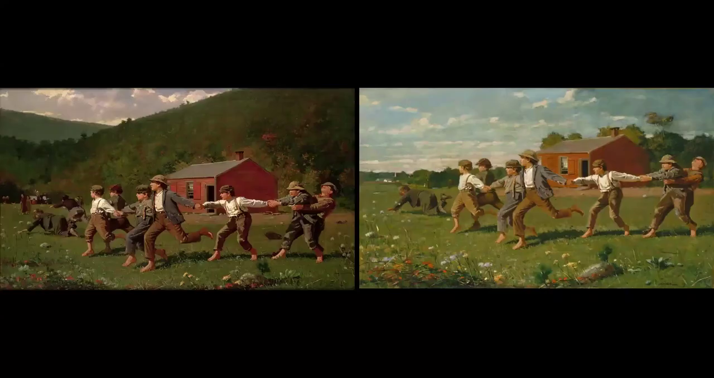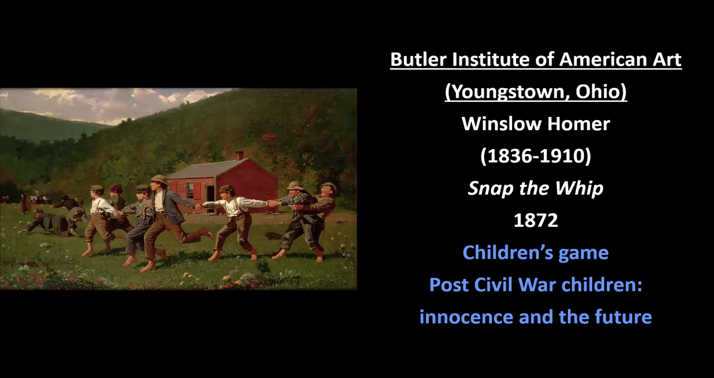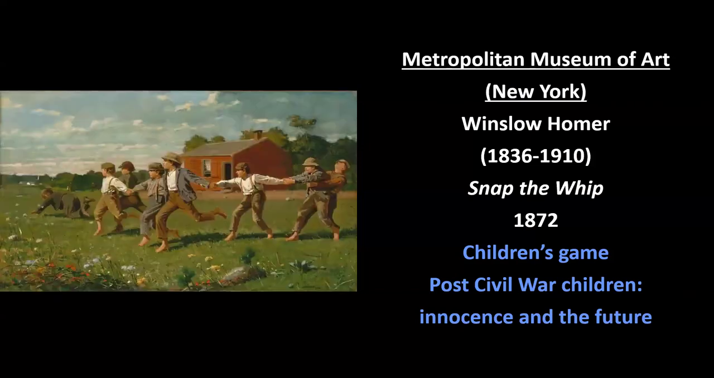And then this is one of Homer's more famous works. It's actually two very similar works. Not to say that one is more well known than the other, but they're kind of used interchangeably. But these are two different paintings at two different museums that are essentially the same subject matter. So this one is at the Butler Institute of American Art. It's called Snap the Whip from 1872. Snap the Whip was a children's game. And again, more post Civil War children, kind of the innocence of children and childhood. And they also represent the future. And then there's a similar, later version, also called Snap the Whip, at the Metropolitan Museum of Art in New York.